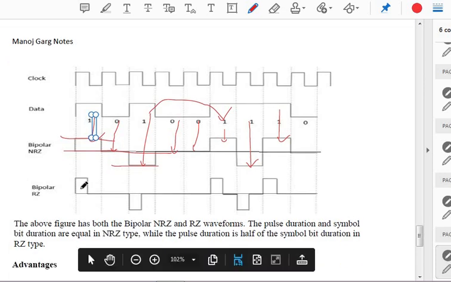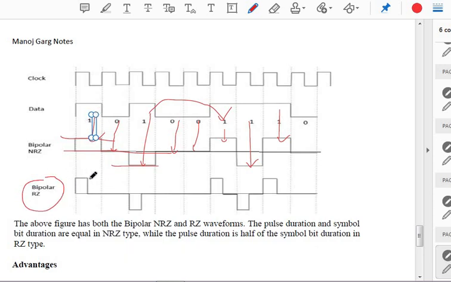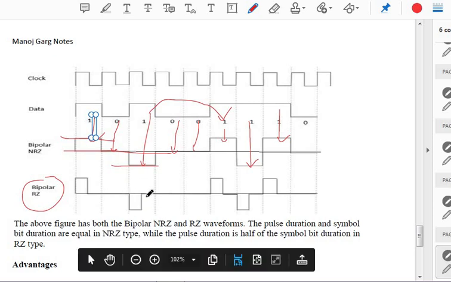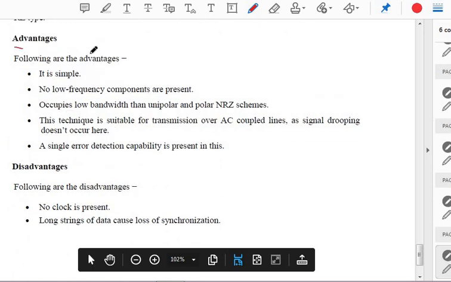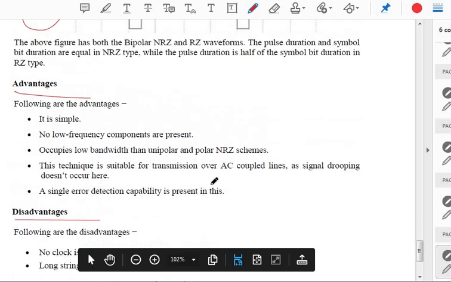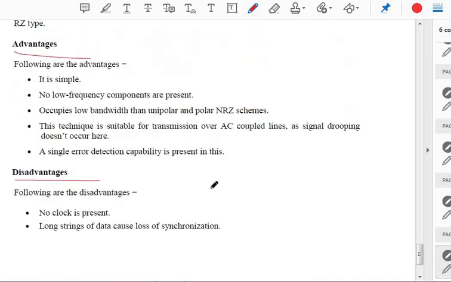But in return to 0 format, bipolar return to 0, the first 1 is represented by high voltage for half duration, and again it becomes 0. Zeros are represented by 0 for the complete duration. The next 1 is represented by negative voltage for half duration and again in the next half duration becomes 0. So this is the bipolar return to 0 format. There are some advantages and disadvantages you should learn. Okay, understand? Thank you.